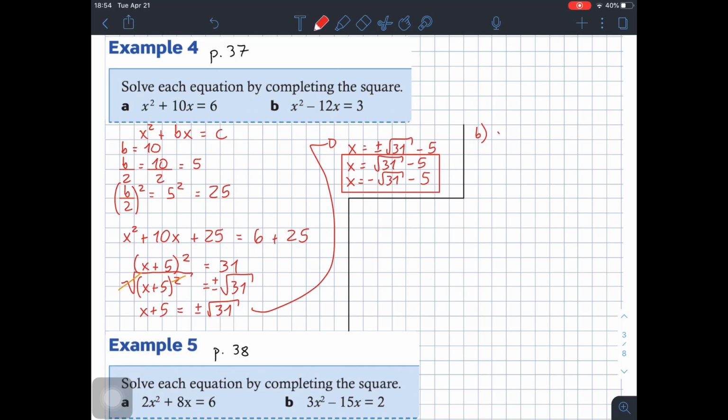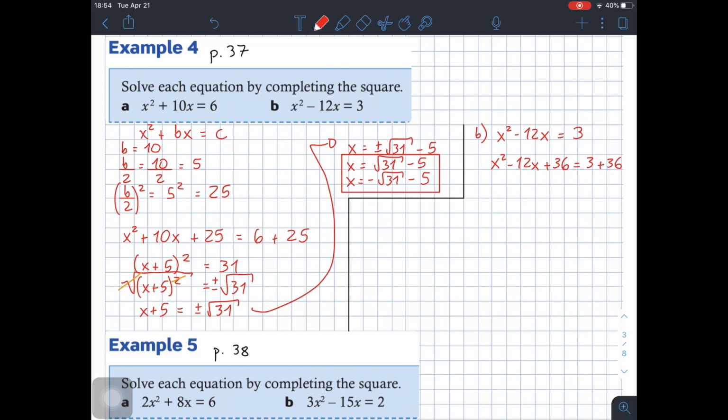So we have x squared minus 12x equals 3. What value do you think we need to add here in order to complete the square? Remember, is half this value and square that result. So in this case, half of 12 is 6, and when squaring 6, we get 36. So that's the number we need to add, 36. So this would be x squared minus 12x plus 36 equals 3 plus 36. Whatever I add here, I need to add here.